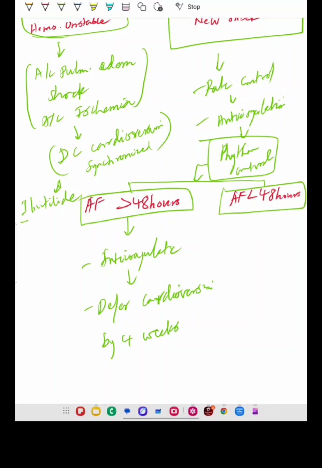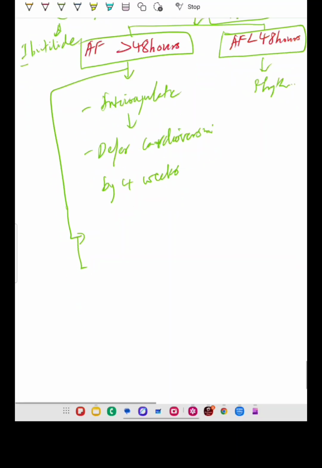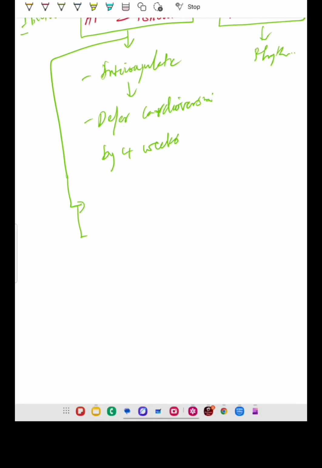So what if a patient has an AF for less than 48 hours? Then you can go in for rhythm control strategies. For a patient with an AF of more than 48 hours where you need to perform an immediate cardioversion, what should you do? You should rule out the possibility of a thrombus by trans-esophageal echo. Then anticoagulate for 4 weeks.